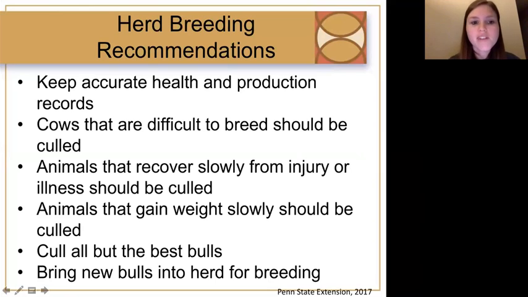So as far as herd breeding recommendations, you want to keep accurate health and production records. Cows that are difficult to breed should be culled, and that would be similar with a cattle farm. Animals that recover slowly from injury or illness should be culled. Animals that gain weight slowly should also be culled. And then you want to cull all but the best bulls. And typically with bison, you'll probably only have one, and with cattle also, because you don't want the bulls going at it. And then bring new bulls into the herd for breeding. Like we said, every 3 years is a good turnaround time for that.